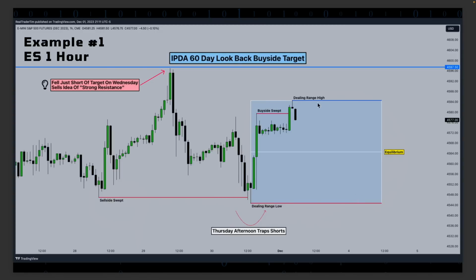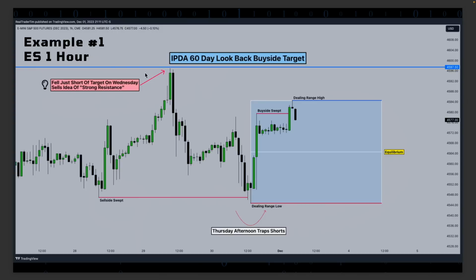This light blue rectangle here, this is the hourly chart. This blue line up here is our higher time frame target. It's our IPTA 60-day look back for the S&P. You can see here, this was Wednesday. We fell just short of it.